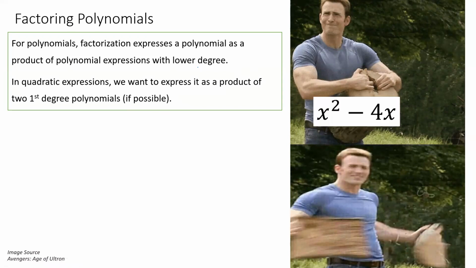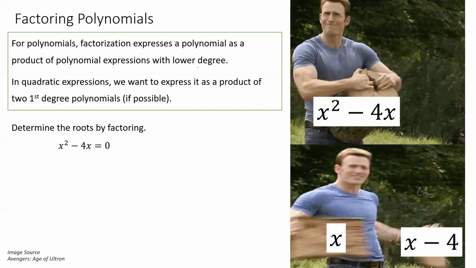For example, we have x squared minus 4x. We can see that both of these terms have x, right? So we can factor out x, and we will get x times (x minus 4). So that is the factored form of x squared minus 4x. So how can factoring help us find the roots? Let's see. Determine the roots by factoring x squared minus 4x. Again, the factored form of this quadratic equation is x times (x minus 4), and let's not forget it is equal to 0, right?